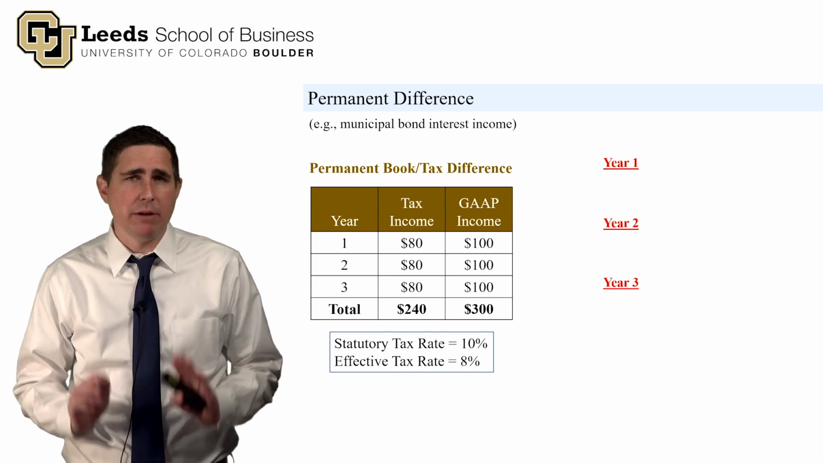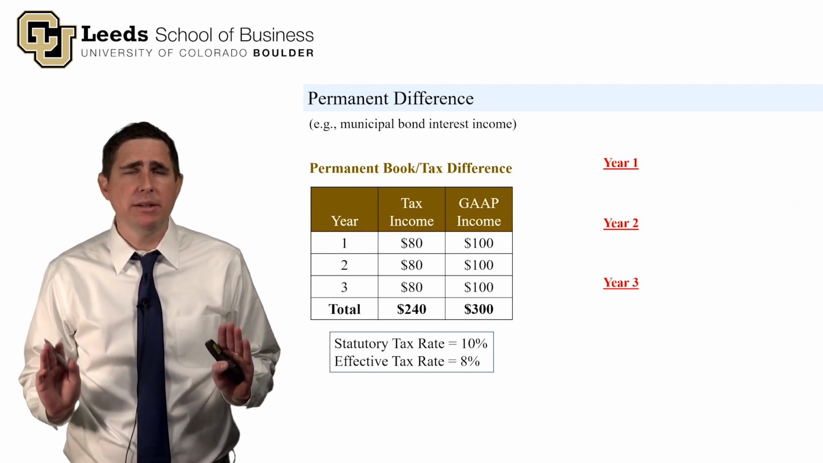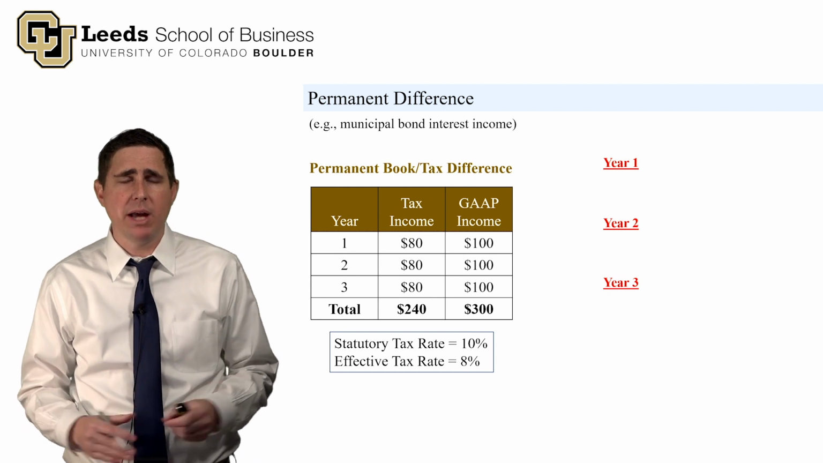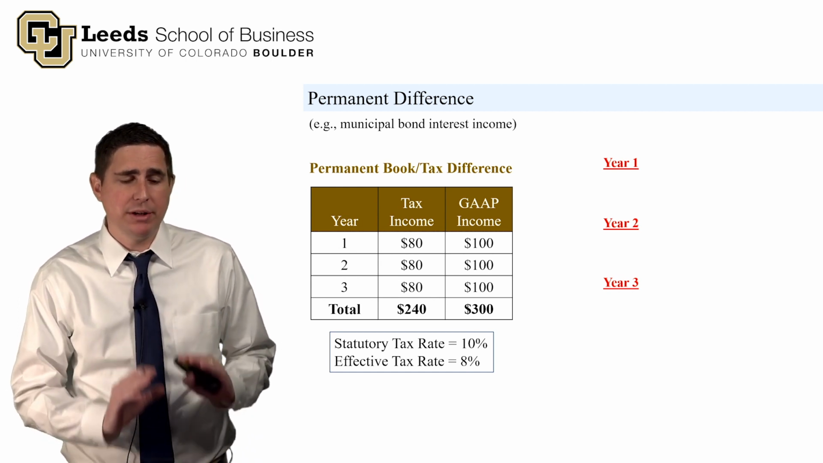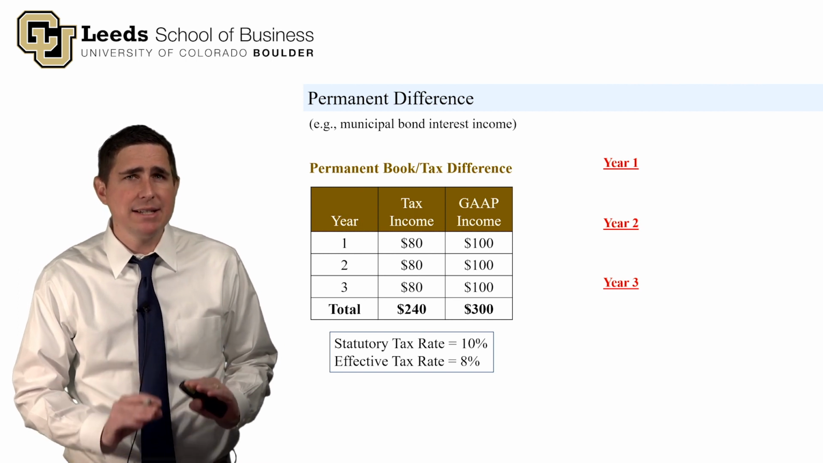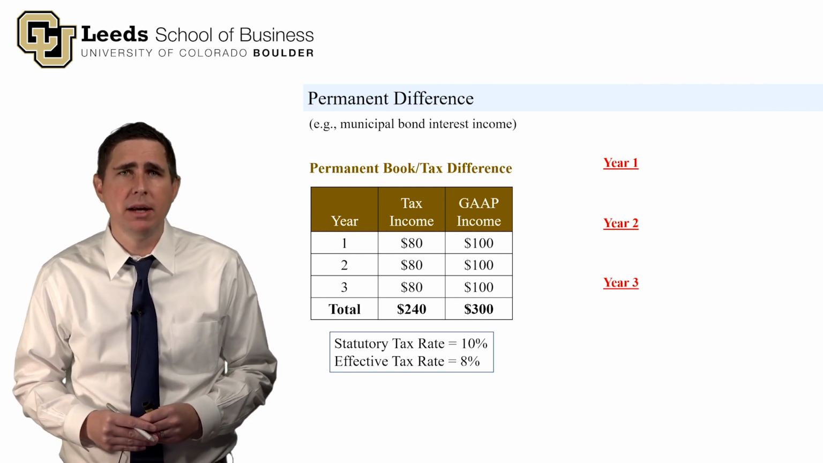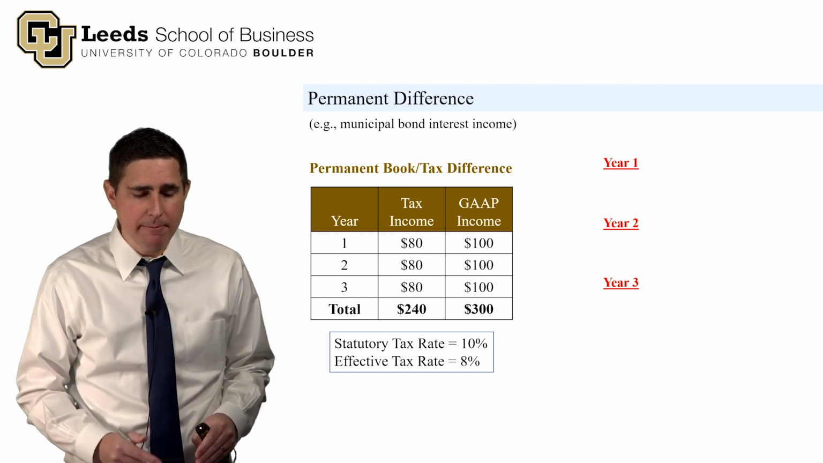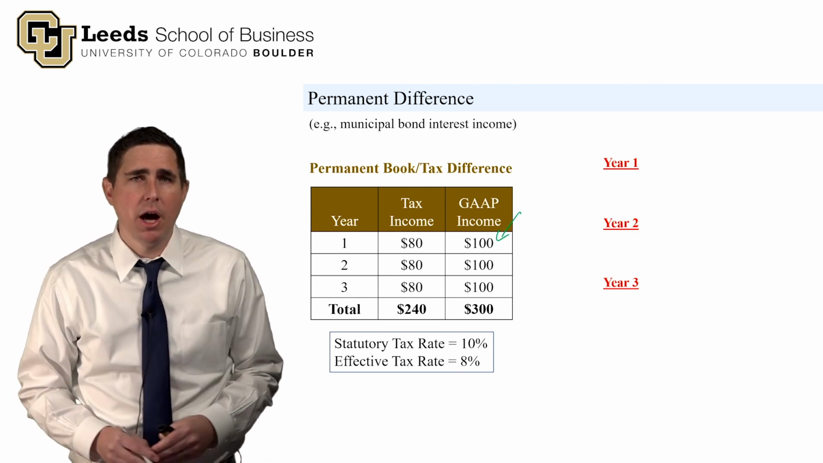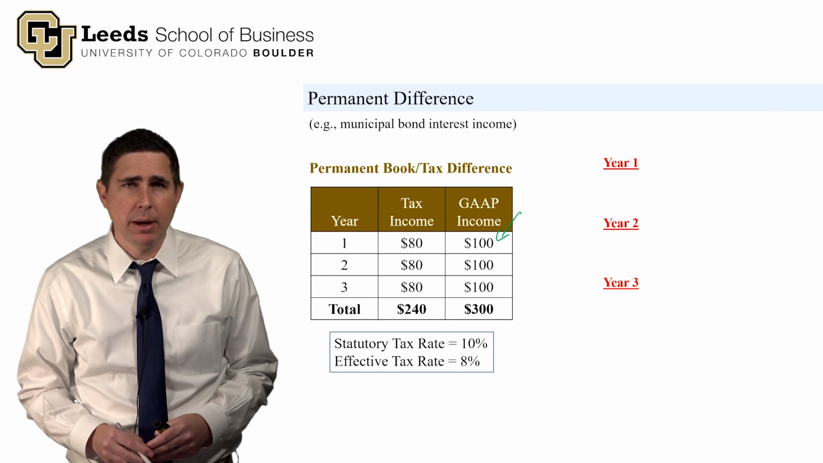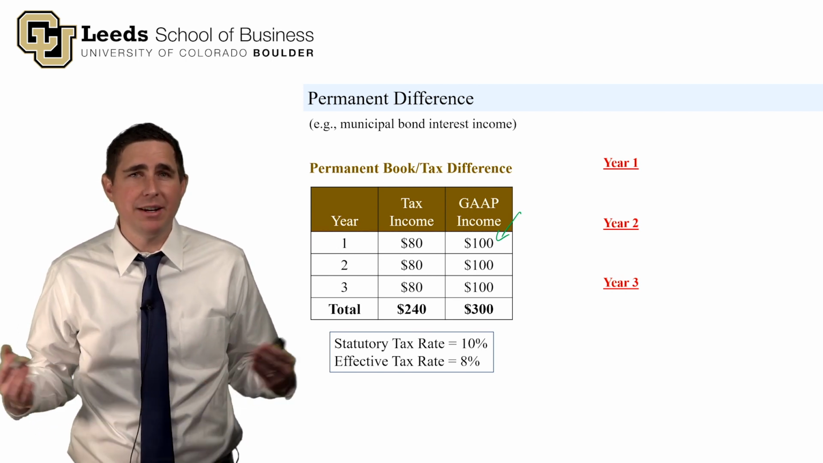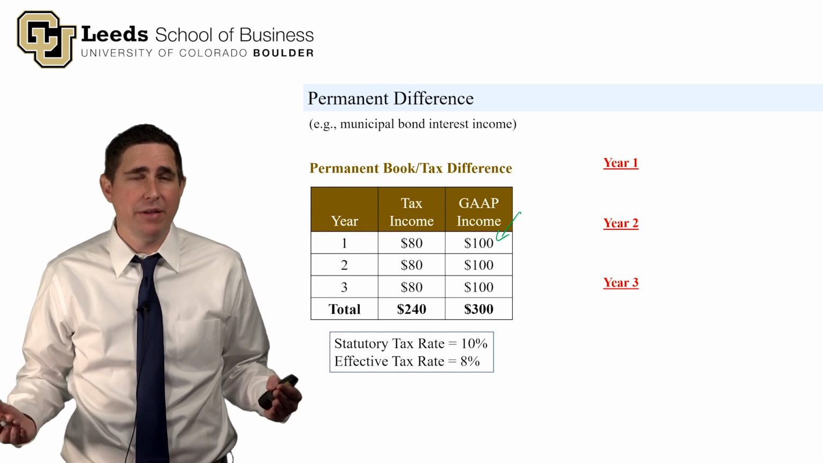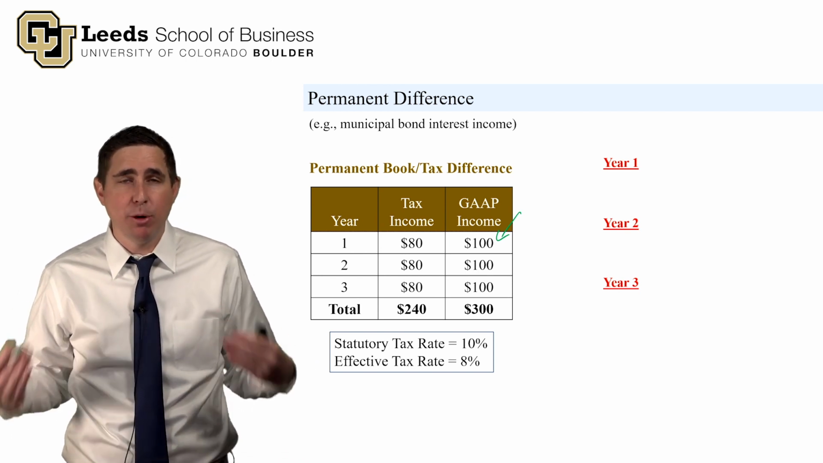So here's the example. Right now we're just going to start with a permanent difference only. That's the only thing we have going on in this example, so it should be pretty simple. Let's just pretend that what is giving rise to the difference is municipal bond interest income. So this company is generating $100 of pre-tax income per year, but $20 of that pre-tax income is municipal bond interest income.